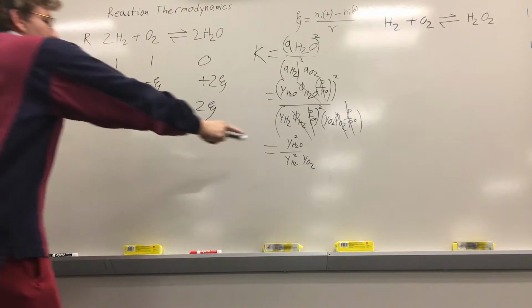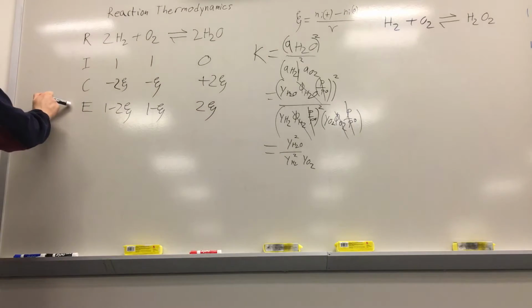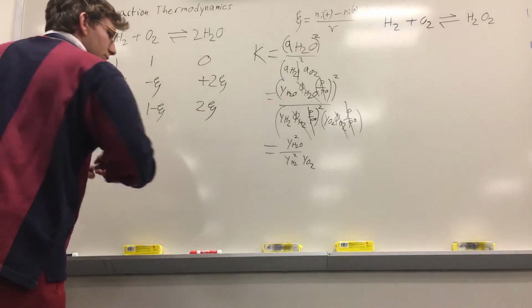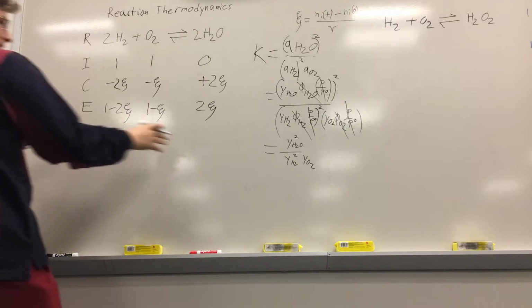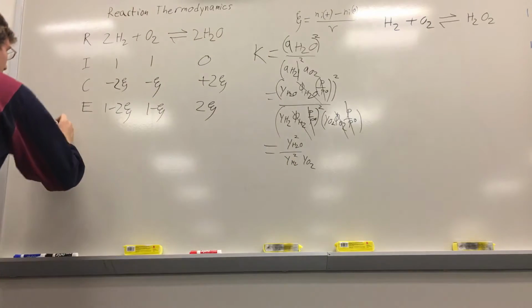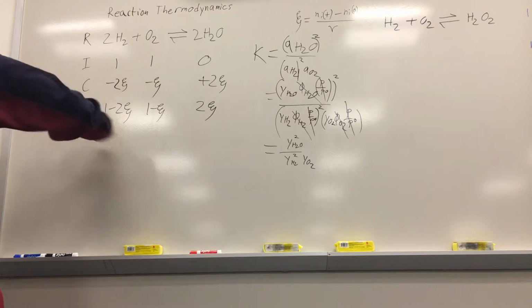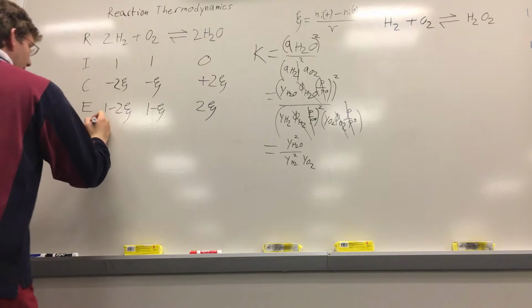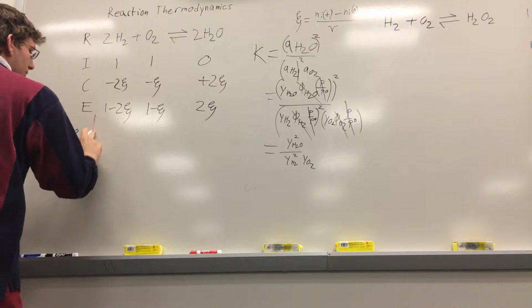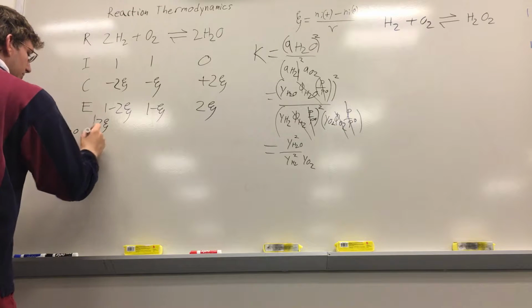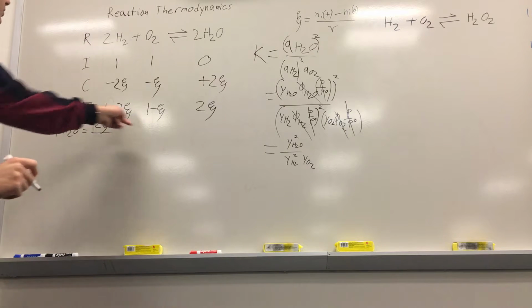So now we have mole fractions and we have moles in equilibrium. So the way we get from here to here is just, well, write out the mole fractions using the extent of reactions. So for water, it's just 2 times the extent of reaction divided by the total moles.